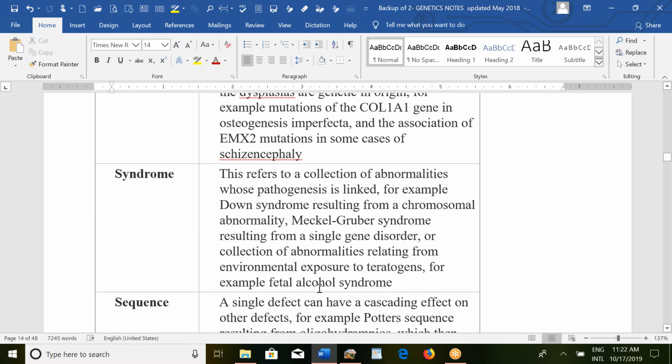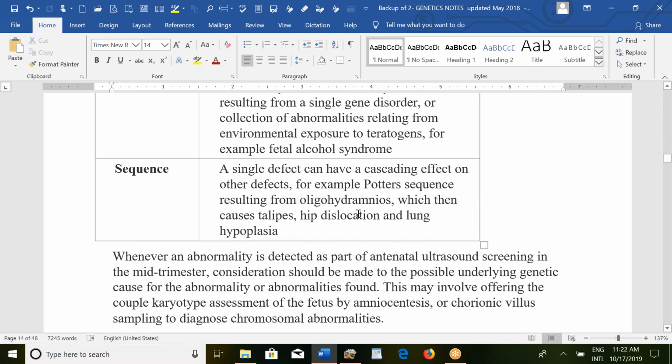or a collection of abnormalities resulting from environmental exposure to teratogens. For example, in cases of fetal alcohol syndrome, there is just one teratogen, but it has caused many abnormalities in the baby. Then sequence defects: a single defect can have a cascading effect on other defects. For example, in cases of Potter syndrome, there was oligohydramnios because the kidneys were not producing enough urine. As a result, there was talipes, hip dislocation, and lung hypoplasia because there is no liquor. Nothing is there, so the baby is going to have these problems.